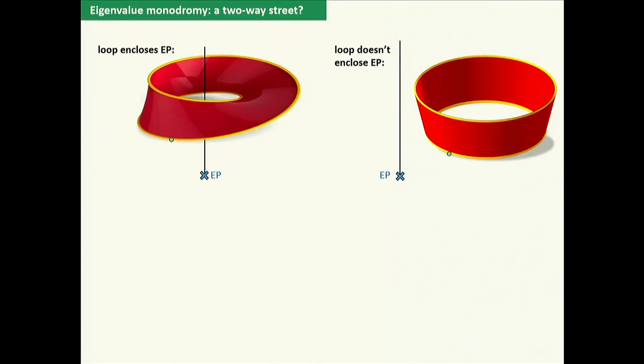OK, so that's really the end. I just want to show you the animation of what we've done, which is on the right-hand side, that's the eigenvalue surface, so to speak, that I showed you. And if you vary the system around in a circle, the actual energy in the system transits the edge of a Mobius strip. But if you didn't enclose the exceptional point, it transits the edge of a cylinder.